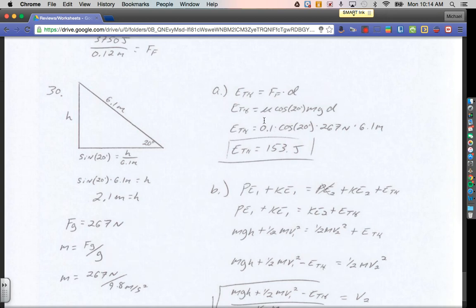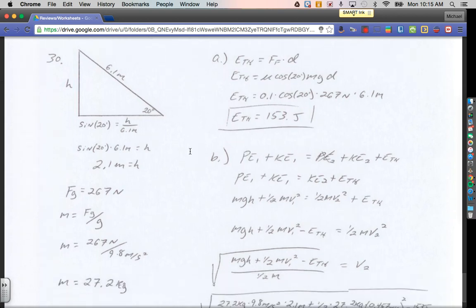I can now plug in my numbers. The coefficient of friction was given at 0.1, the cosine of 20 degrees times her mass times 9.8, which is just her weight, which was already given in the problem. That's the 267 newtons. And the d is 6.1 meters. And once we do that, we find out that the thermal energy that was taken away thanks to the slide, is 153 joules. Moving on to part B. If the girl starts at the top with a speed of 0.457 meters per second, what is her speed at the bottom of the hill?